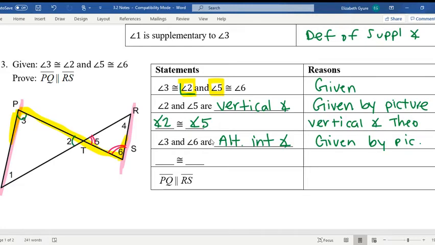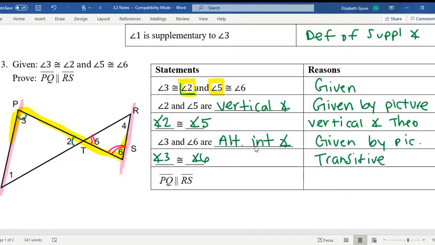Now we have something is congruent to something else. Well, what was the whole objective? Which two angles were we trying to show were congruent? 3 and 6. So angle 3 is congruent to angle 6. That's the transitive property because they were both congruent to 2 and 5, right? So they're congruent to each other. And now we have that angles 3 and 6 are congruent.